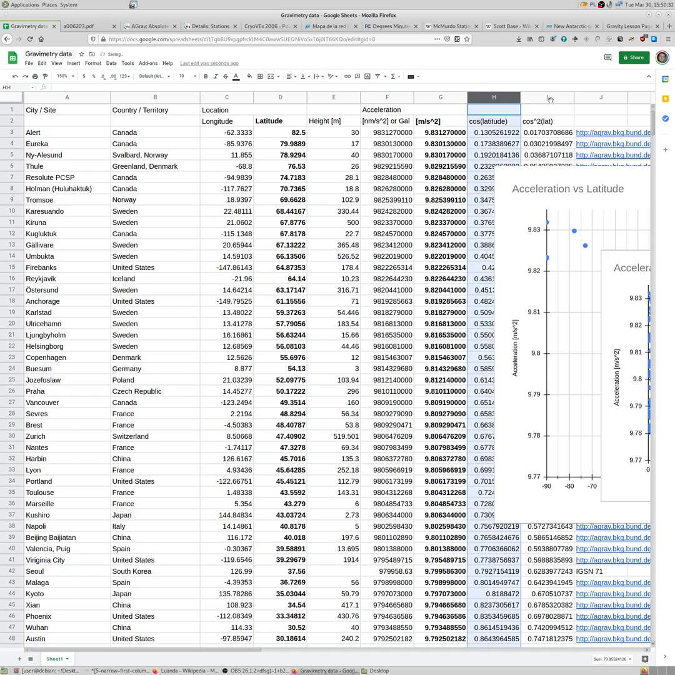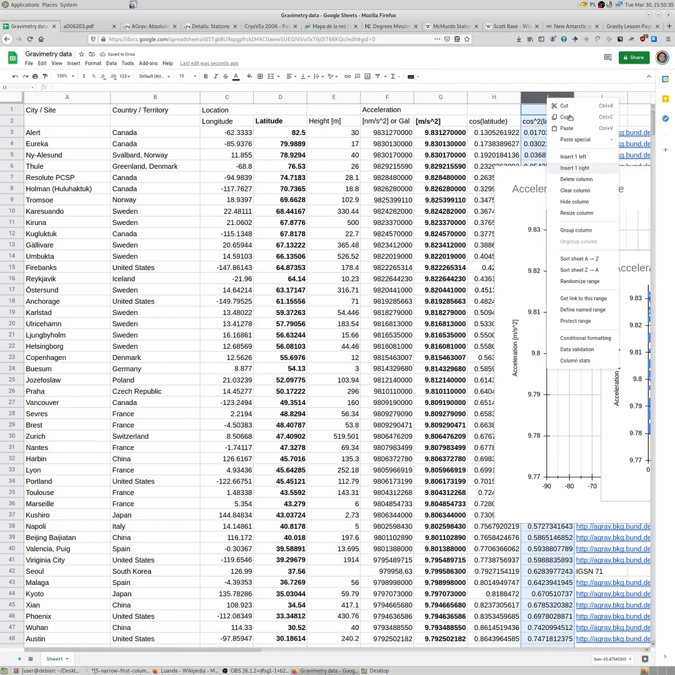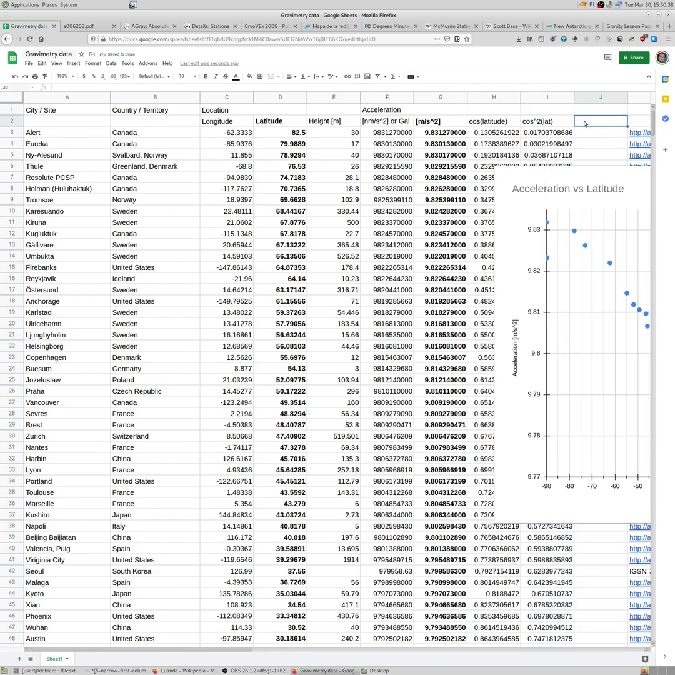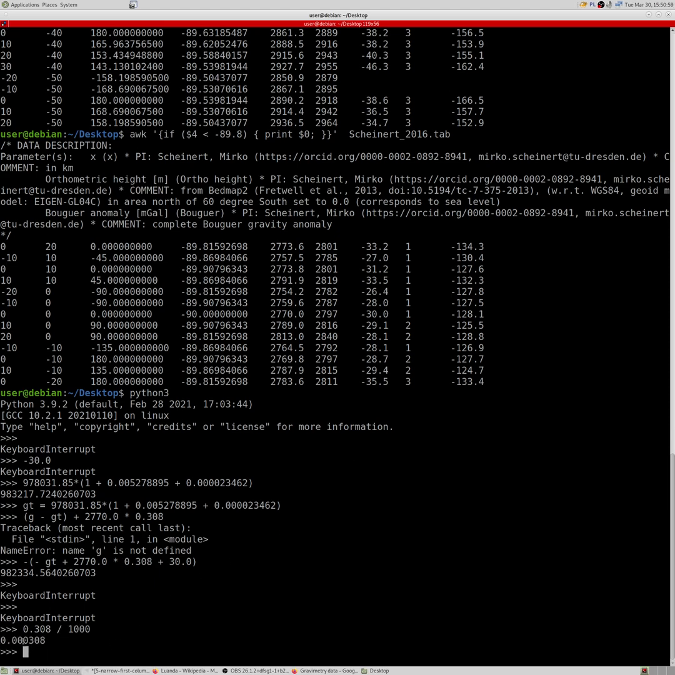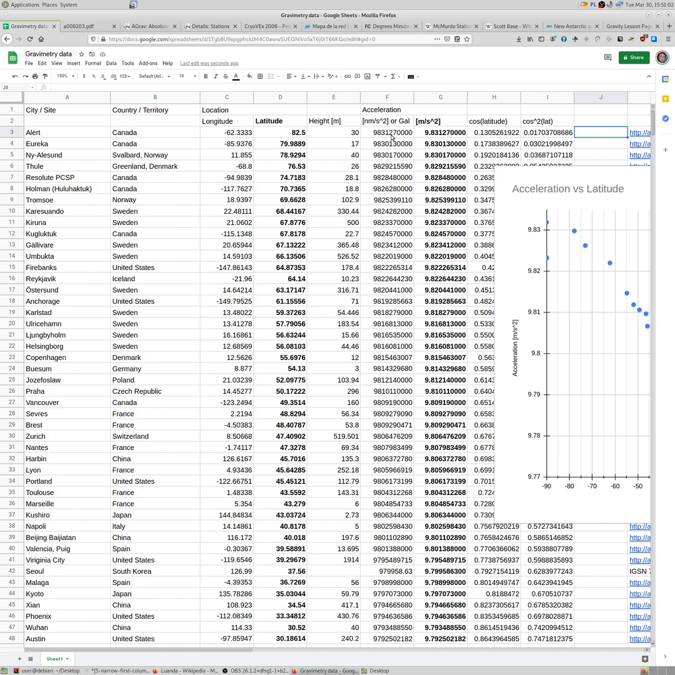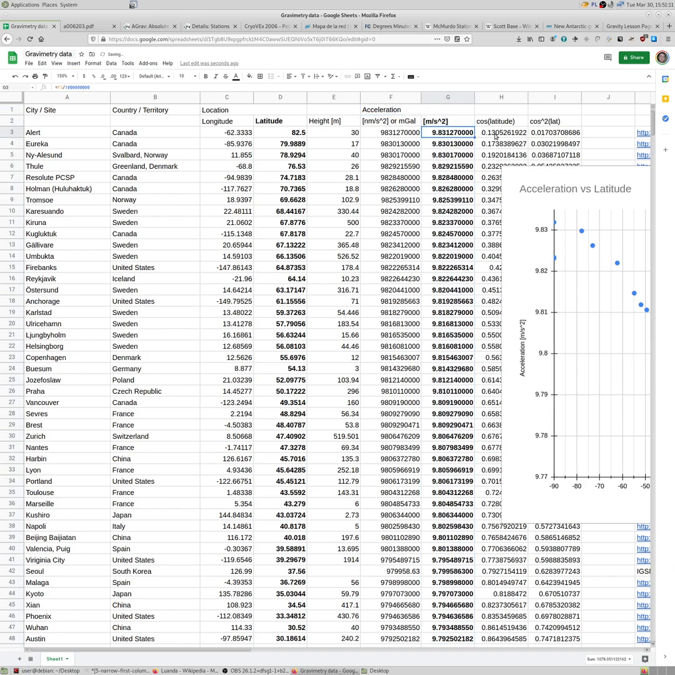If I put another column here, and I maybe do a correction of height, which is 0.38 milligal. So this is in gals. It will be 0.00038 gals. This is in milligals, I believe. How we can do this to compensate for height and see if things improve.